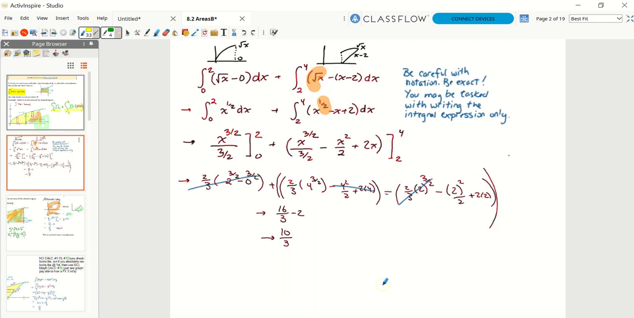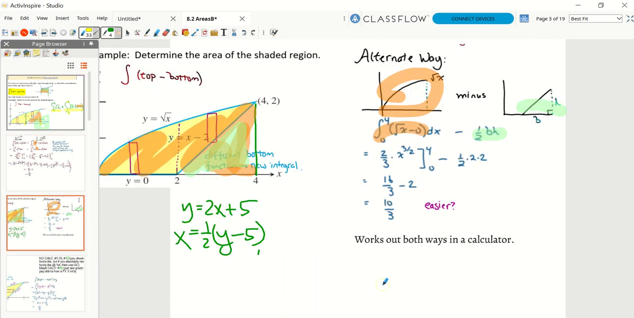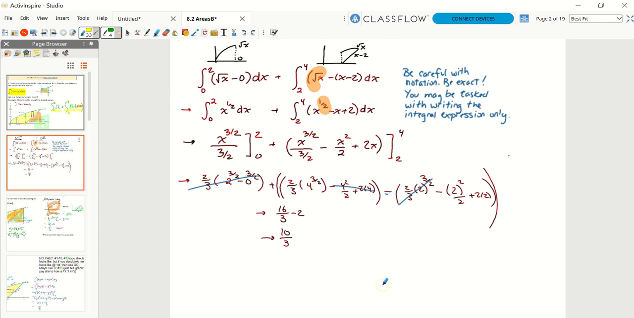And I'm going to show you an alternate way in a bit. Here is just the algebra associated with it. There's nothing really special here. We've done this a million times. Root x we can rewrite as x to the power 1/2. At some point when you're evaluating the antiderivative, you're going to run into 4 to the power 3/2. This is going to be 8, because 4 cubed is 64, and the square root of that is 8.